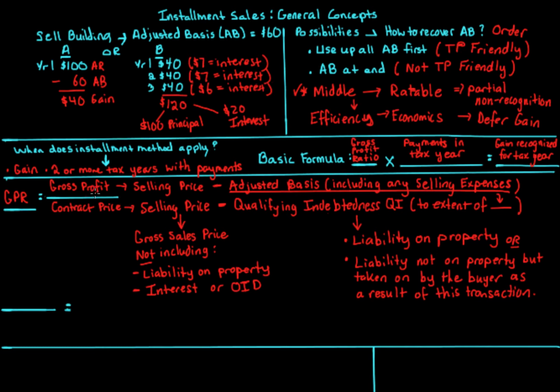Again, gross profit ratio is the gross profit over the contract price. We define gross profit and the contract price. We define selling price and qualifying indebtedness. We know what adjusted basis is based on our previous videos. So now we have to talk about payments in the tax year. So we're really just going to refer to it as payments because I'm assuming that you can understand in the tax year applies to a specific year.